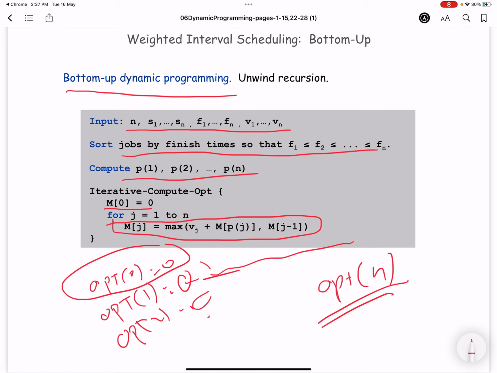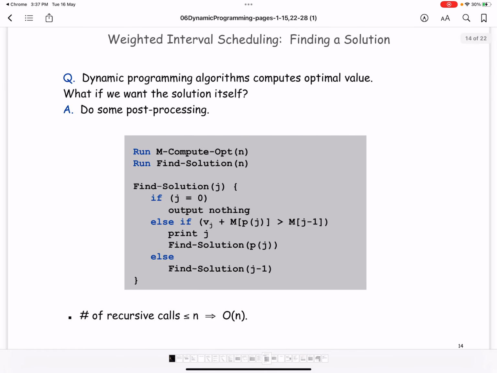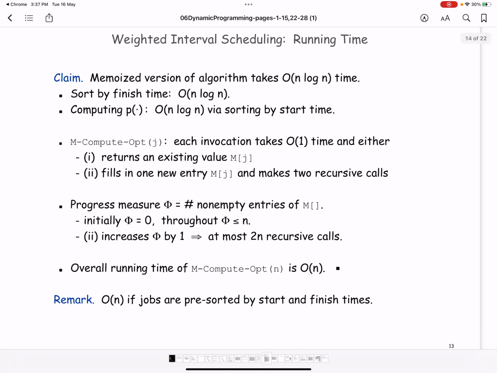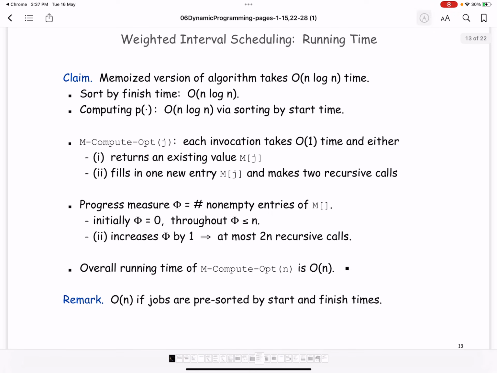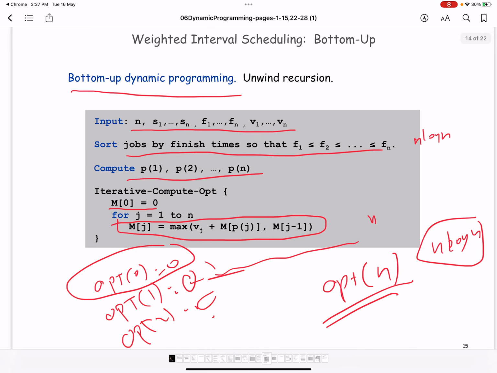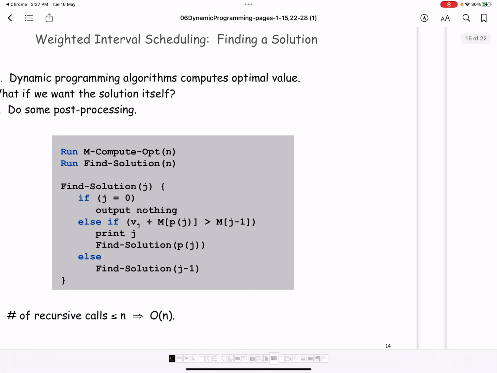What's the running time of this algorithm? Because we need to sort, it's n log n, and the computation itself just takes n. So in total we have n log n, which is much more efficient than exponential. This is just an explanation of what I said before. Here we need n log n to sort, and then big O of n, so the total will be big O of n log n. So this was about dynamic programming.